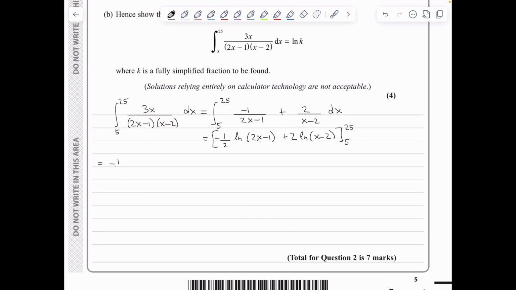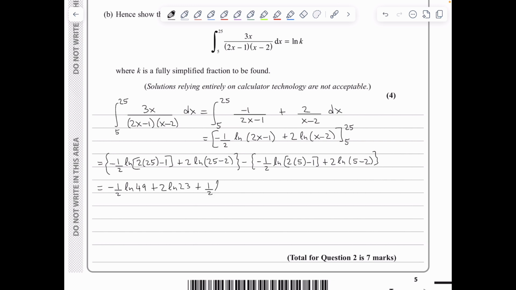So we're looking at minus a half ln of (2 times 25 minus 1) plus 2 ln of (25 minus 2), and then I will substitute the lower limit, so minus the negative a half ln of (2 times 5 minus 1) plus 2 ln of (5 minus 2), and I will proceed by simplifying. It's minus a half ln of 49 plus 2 ln of 23 plus a half ln of 9 minus 2 ln 3.